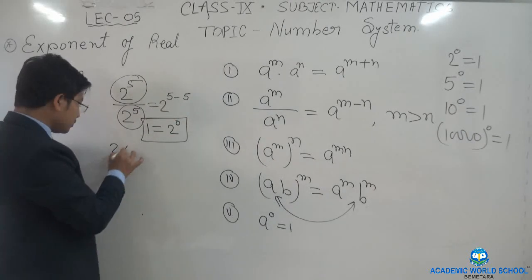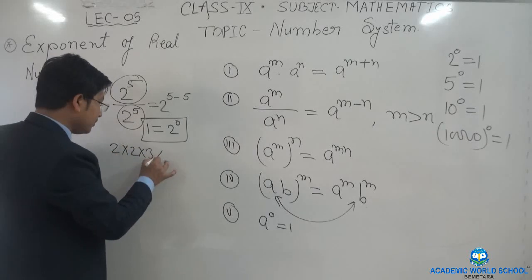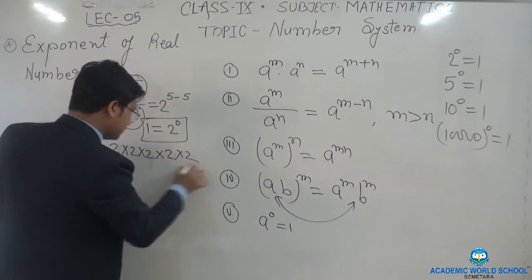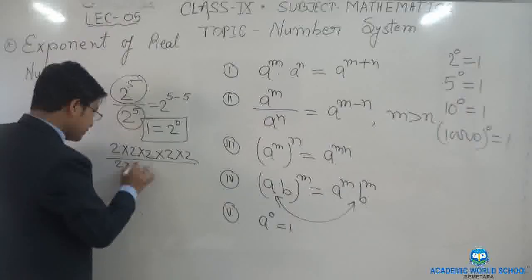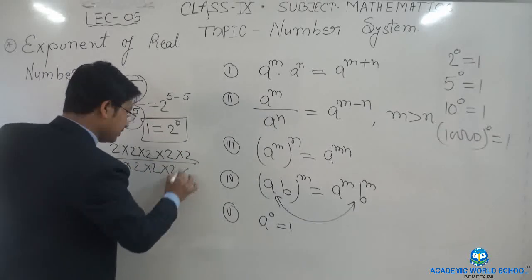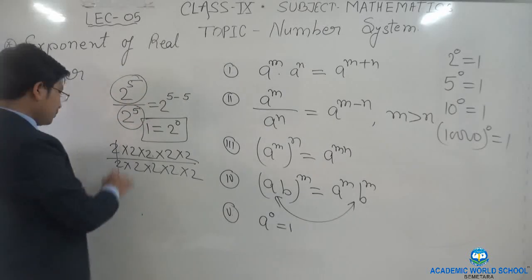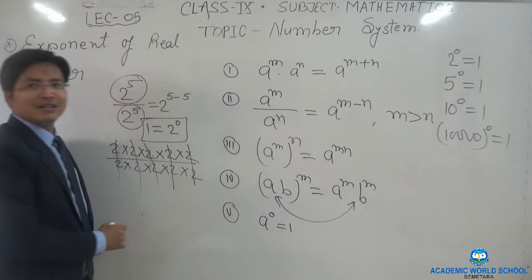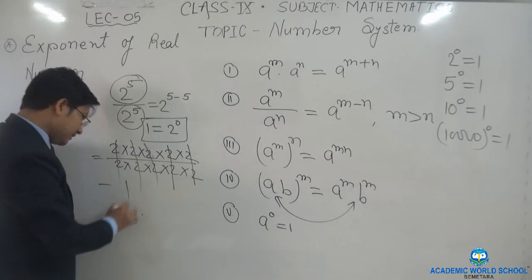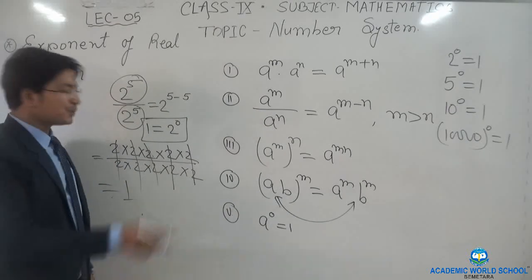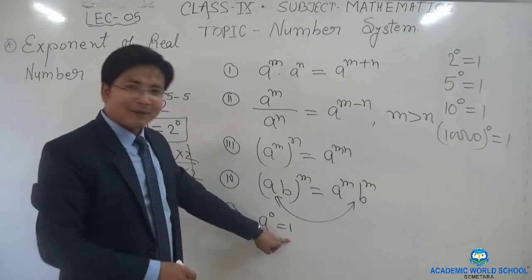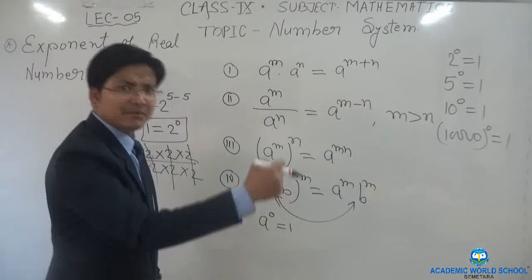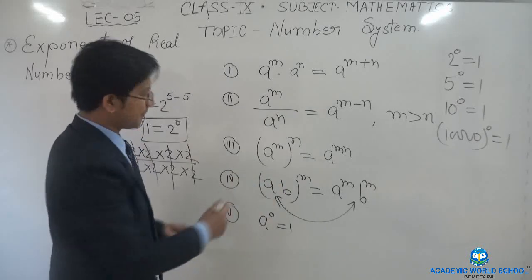If I will be writing 2 to the power 5, 2 into 2 into 2 into 2 into 2, and then again 2 into 2 into 2 into 2 into 2. So 2 2 cancel, 2 2 cancel, 2 2 cancel, 2 2 cancel, 2 2 cancel. So what am I left with? I am left with 1. So that is why a to the power 0 is equal to 1. A is any constant number.